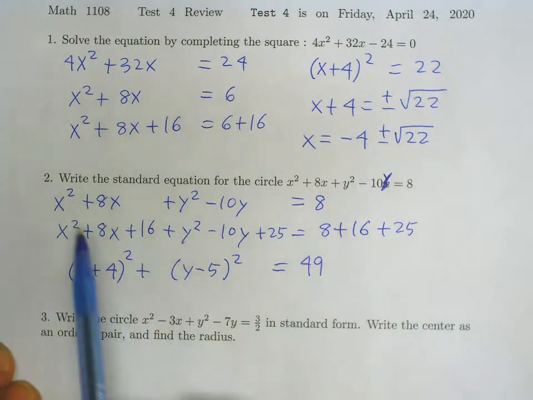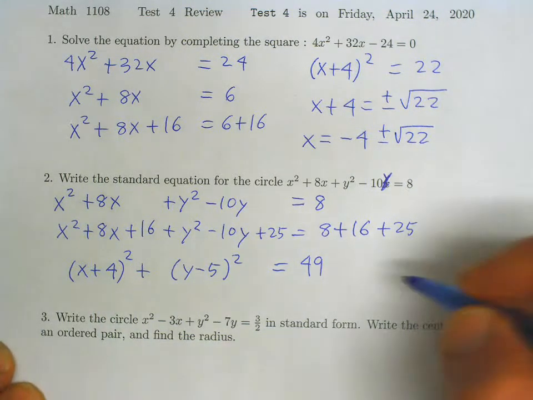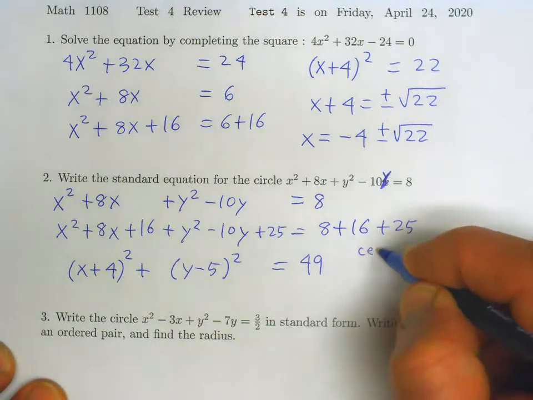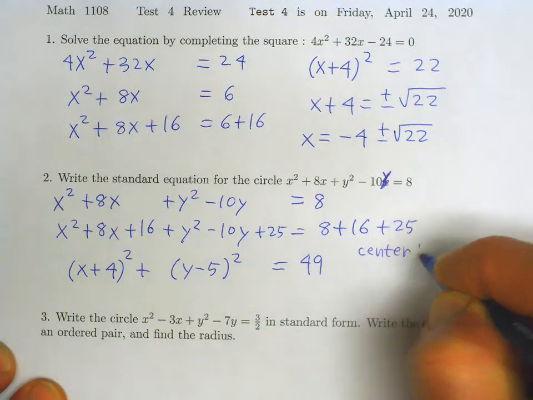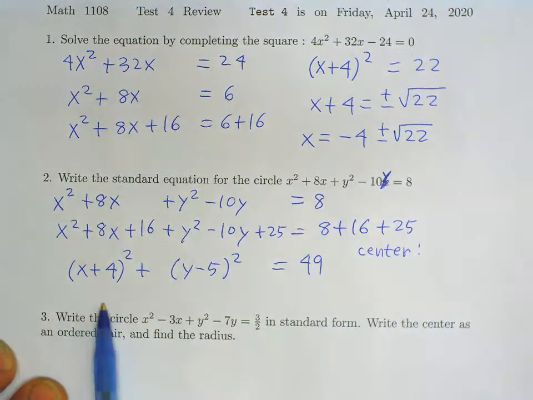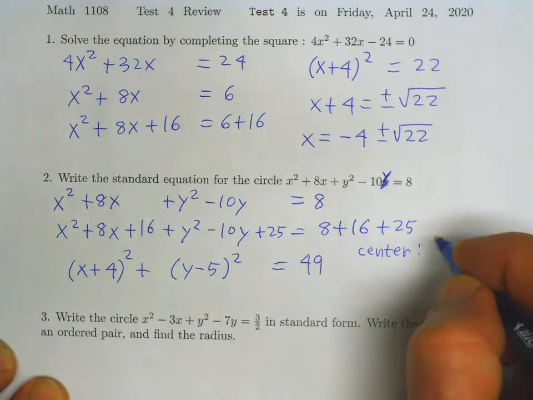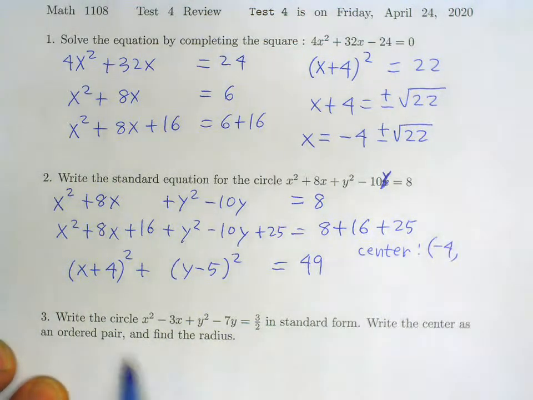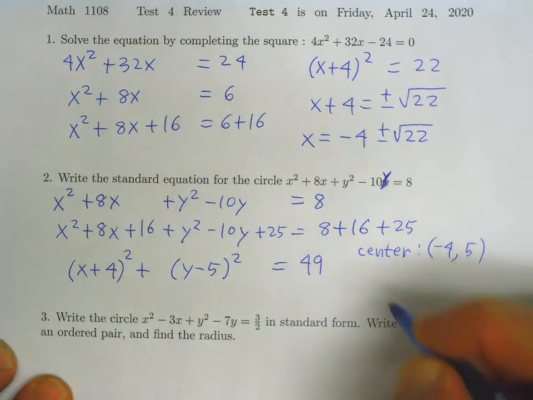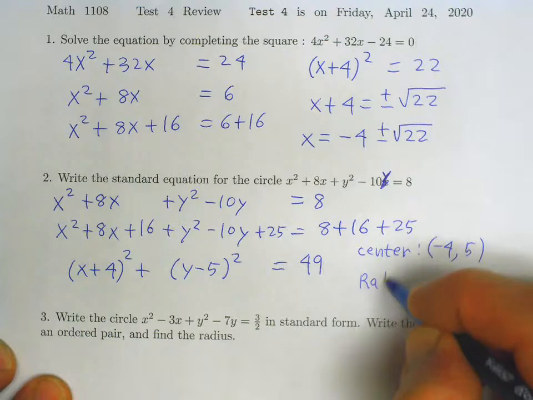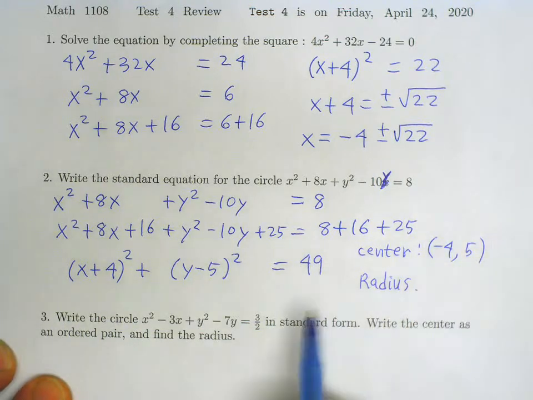The directions for number 2 don't call for identifying the center, but we might as well just for practice. The x-coordinate of the center is negative 4. The y-coordinate of the center is 5. The radius is the positive square root of 49, which is 7.